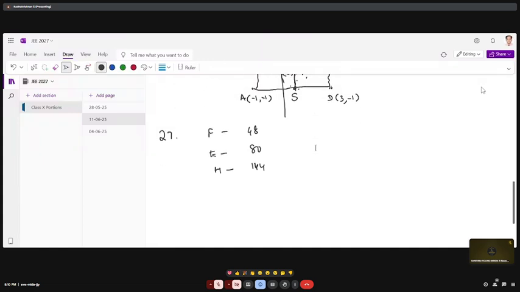Okay. So now I got the numbers here. French, 48 teachers. English, 80 teachers. Hindi, 144. So we have to divide them into groups so that the same number of teachers are there. That means that a common factor has to be there. So what is the greatest common factor of these 3 numbers?